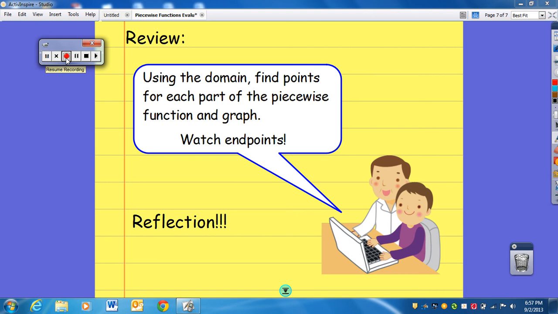So let's review. When you are graphing a piecewise function, you need to take a look at the domain, make a table of values, and find points for each part of the piecewise function, and then graph, remembering to watch the endpoints if you need an open or a closed circle. Ladies and gentlemen, you could also graph the endpoint of each part of the piecewise function, and then use the slope of each equation to finish off graphing.